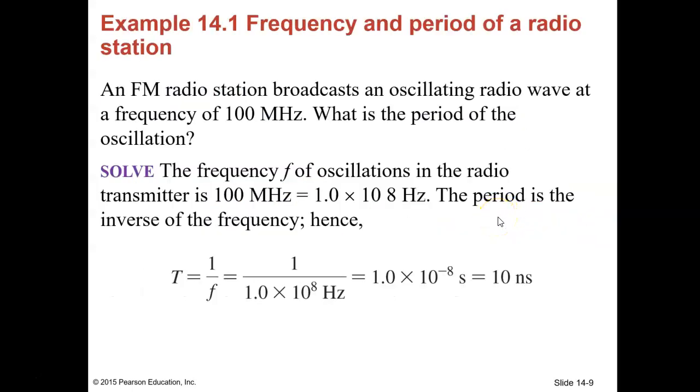So a radio station broadcasts at 100 megahertz. What's the period? They're inversely related, so the period is 1 over the frequency. We know the frequency is 100 megahertz. Mega is 10 to the 6th, so 100 megahertz is 10 to the 8th hertz. You have 1 divided by 10 to the 8th, which is 10 to the negative 8 seconds, which is actually 10 nanoseconds.